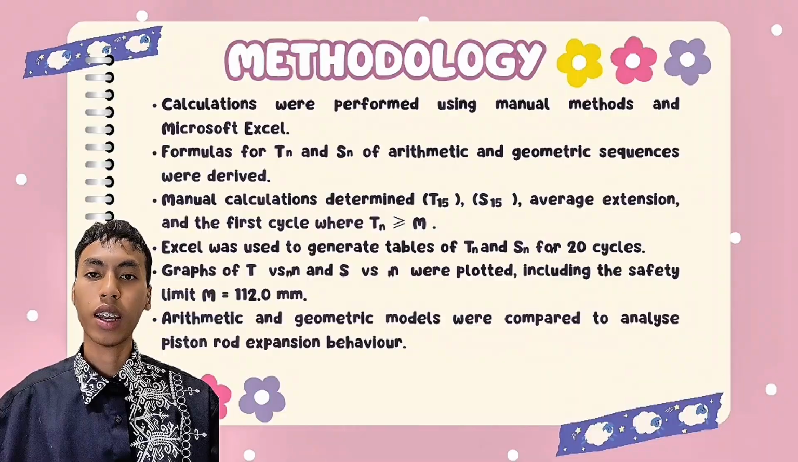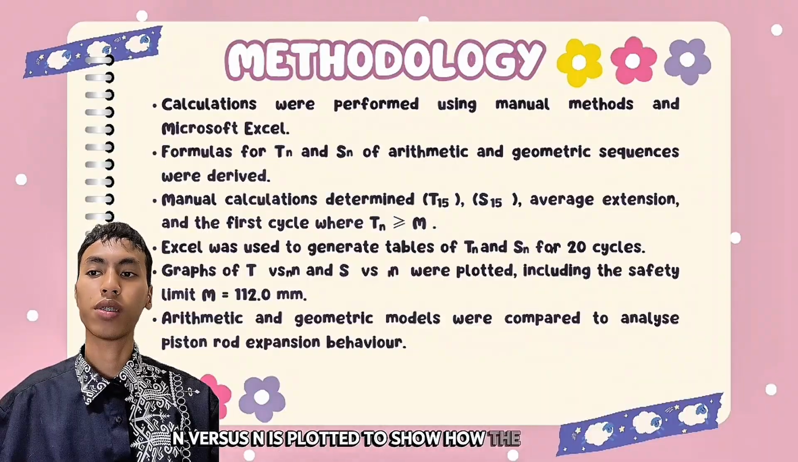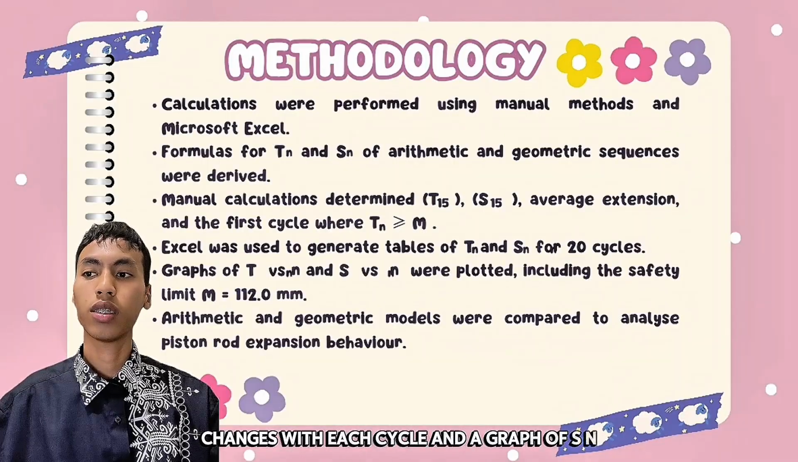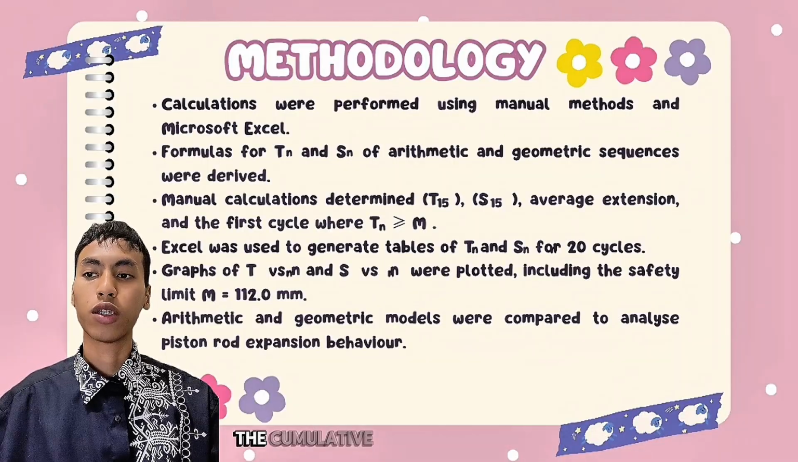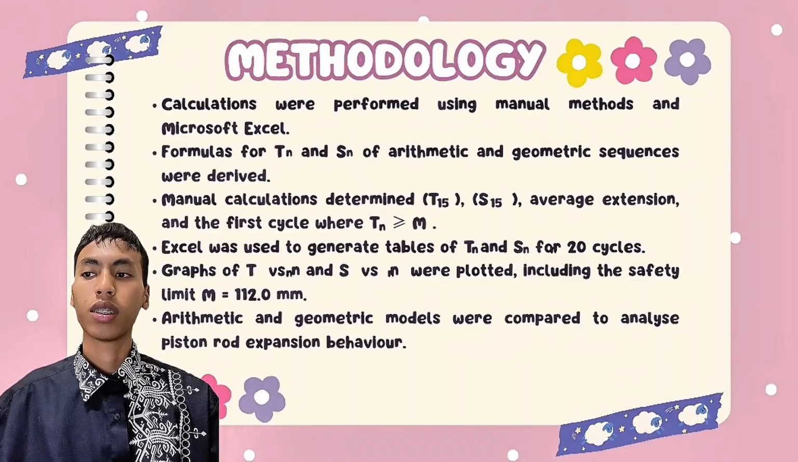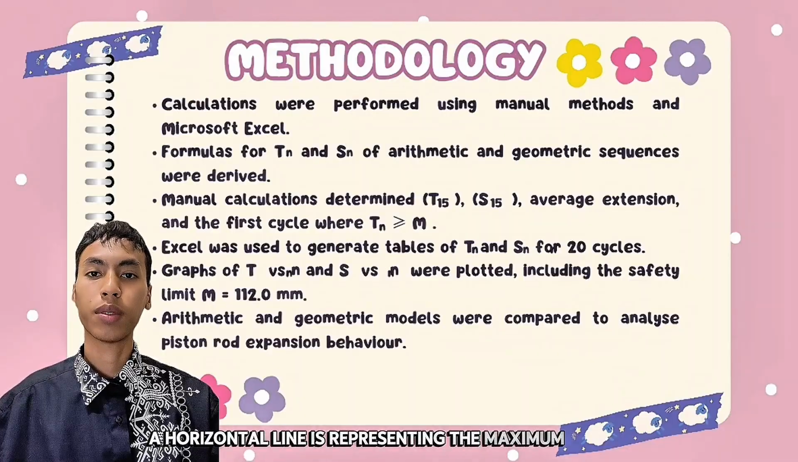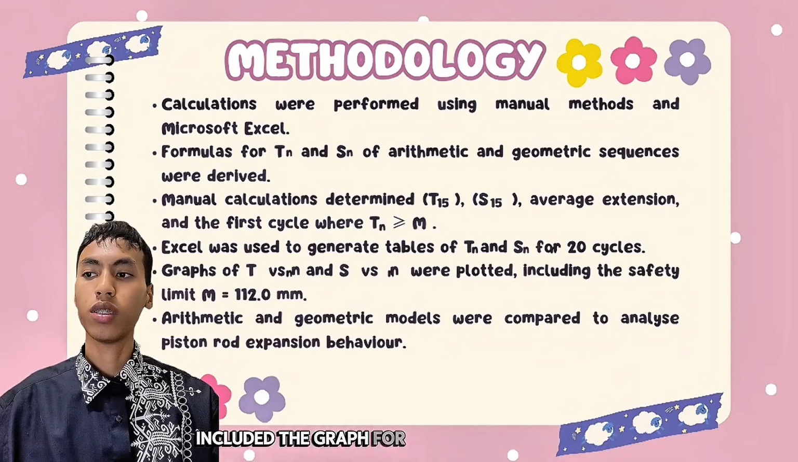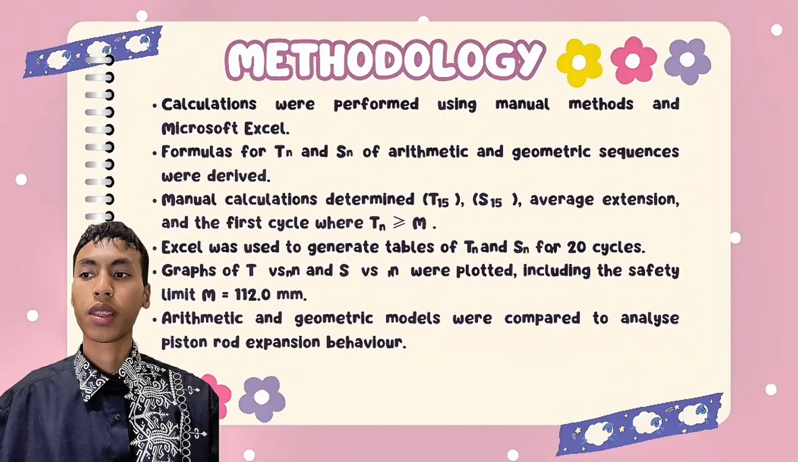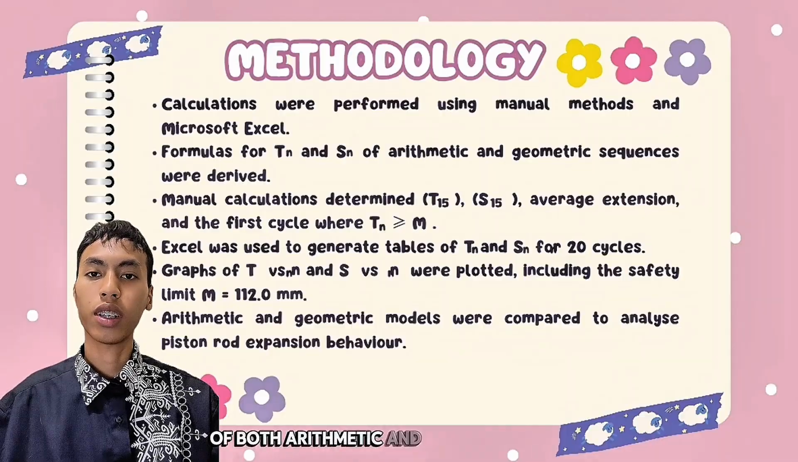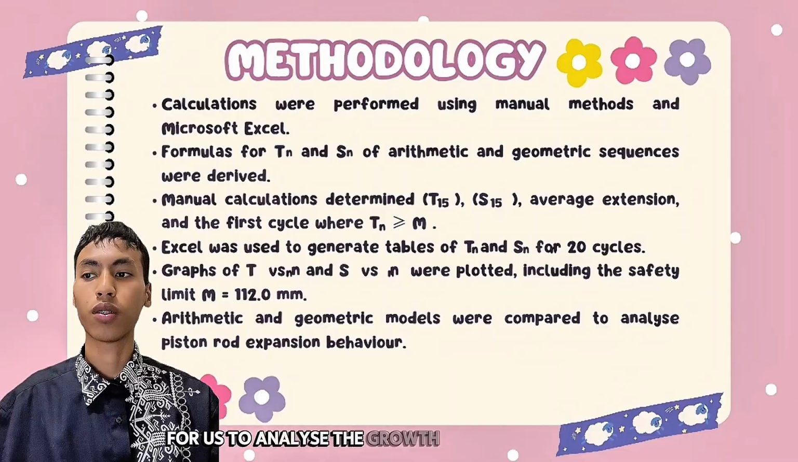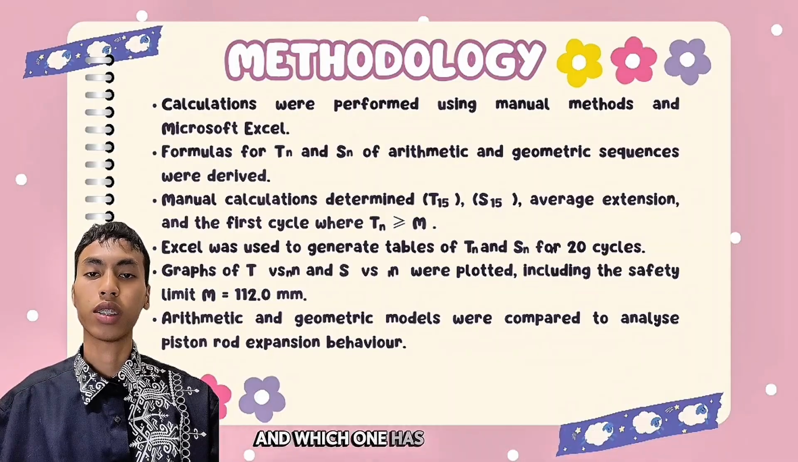The graph of Tn versus n is plotted to show how the rod length changes with each cycle, and a graph of Sn versus n is plotted to show the cumulative growth over cycles. The horizontal line represents the maximum length, which is 112 mm, included in the graph for comparison. And then the graphs of both arithmetic and geometric models will be compared for us to analyze the growth or length behavior and which one has the more realistic safe piston rod expansion.